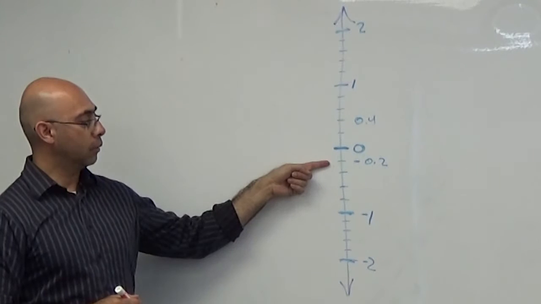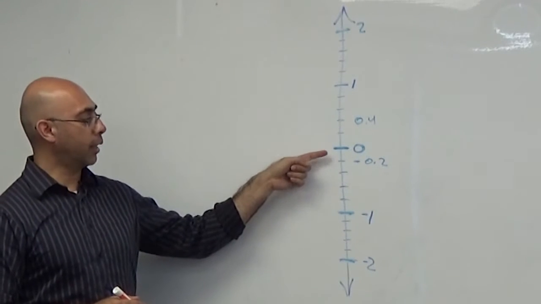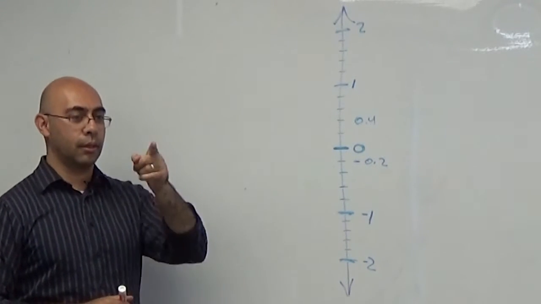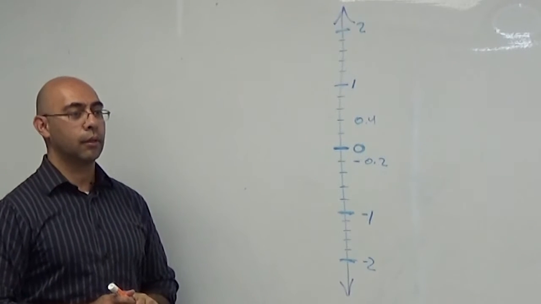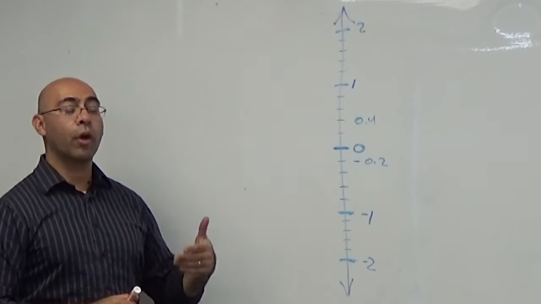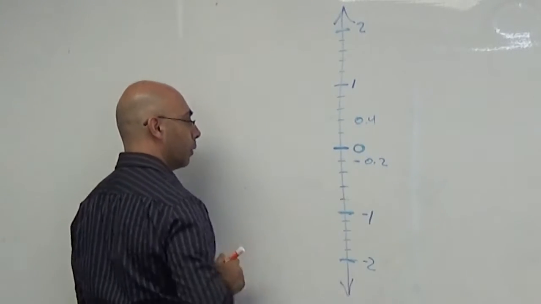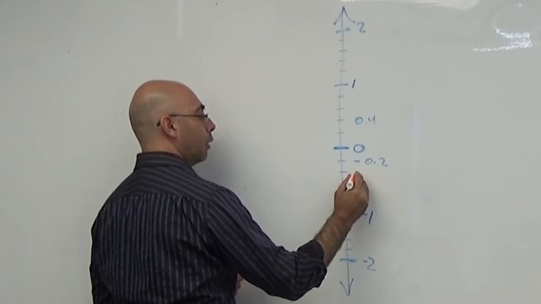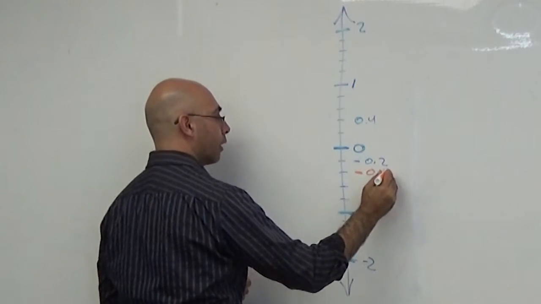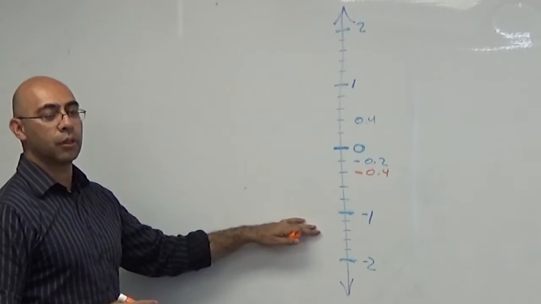So what do I do with that? So that's 0 and that's 0.2. What does that mean? That means you go by 2s. That means you're going by 2s every single time. So, what do you think this next one's going to be? That would be 0.4. And remember it's a negative because it's below 0, right?